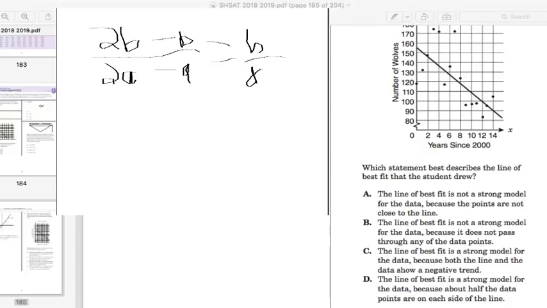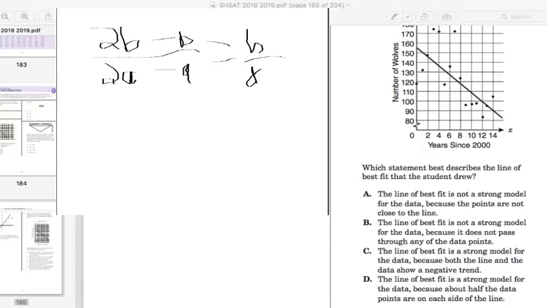So, which statement best describes the line of best fit that the student drew? Again, we have this notion of bestness. We want the best answer here. There might be multiple ones that are true, so you want to find the truest one, the best one. Because you just don't want to see A and go, oh yeah, that kind of matches, when there was actually a better answer. So you still need to always read all answers as a test-taking strategy.